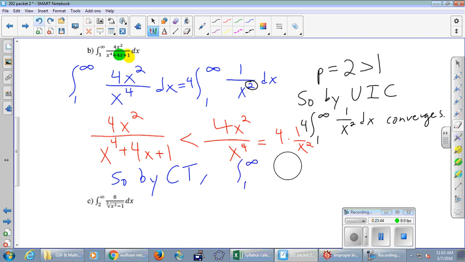You're going to copy that whole original integral. It also converges. I need to see the phrase comparison test in there.